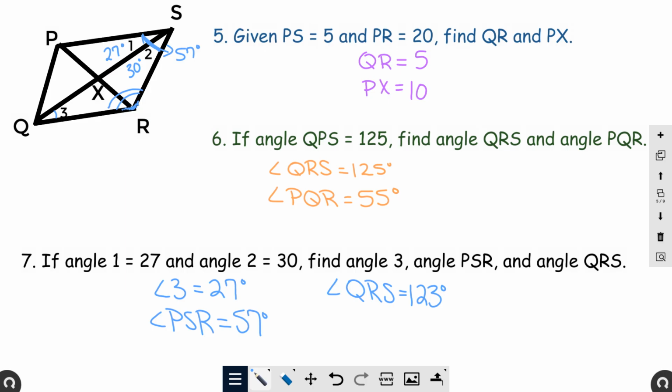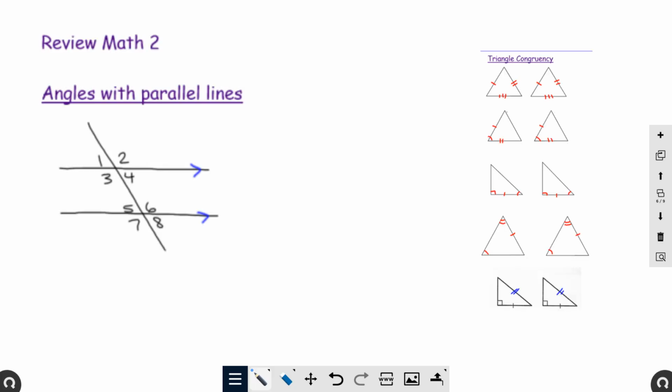So this is the majority of your homework, is just kind of going through and deciding what things are equal to each other. So you may set things equal. You may have to subtract from 180 if it's angles, and things like that. All right, flip over to the back.